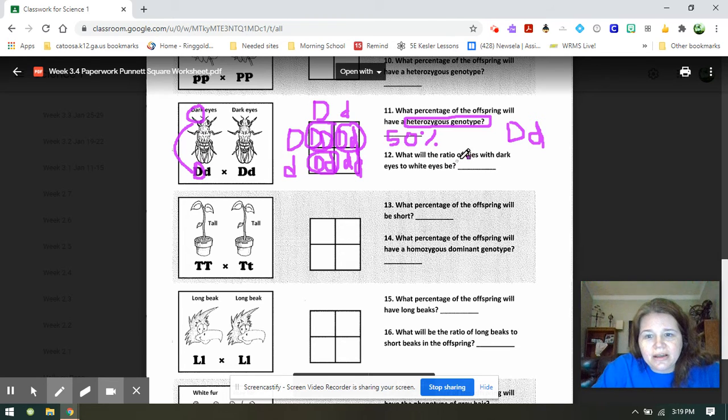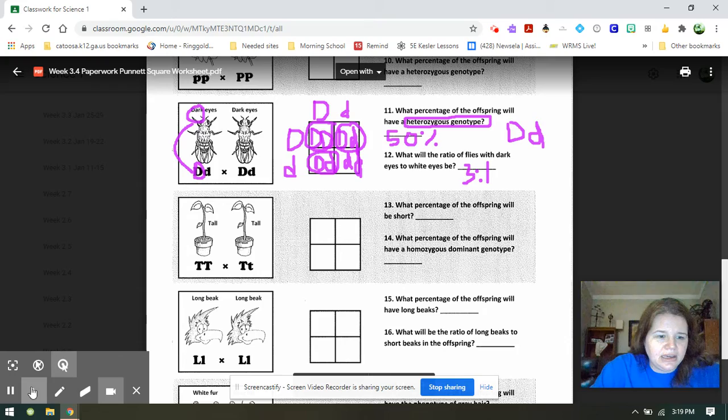So dark eyes to white eyes, 3 will have dark eyes, 1 will have white eyes. So the ratio is 3 to 1. Okay, 3 to 1 will have dark eyes because there's 3 that will have dark, 1 that will have white. And that's that one.